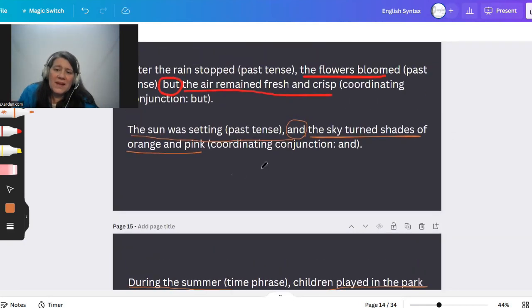So we have and because we have the sun setting and we have the sky turning orange and pink. They're both the same, right? The flowers bloomed. That's one. The air remained fresh and crisp. Wow, that's nice. It's opposite because maybe we expected that when the rain stopped, the air wouldn't be crisp anymore. So they're opposite.